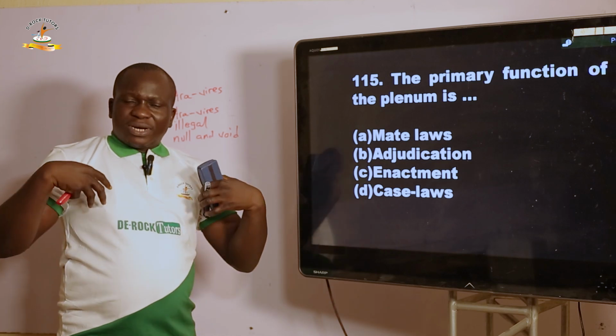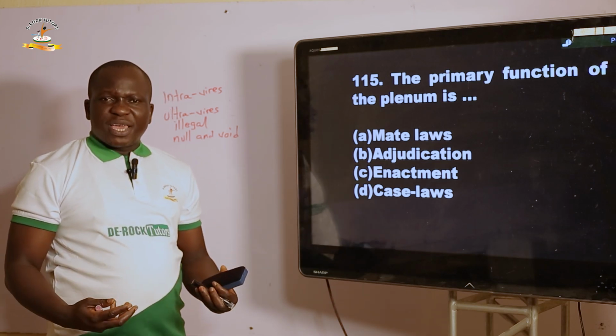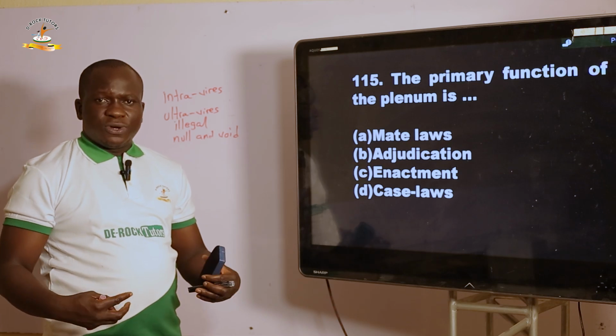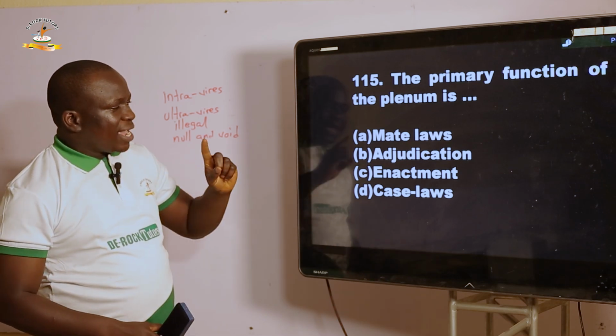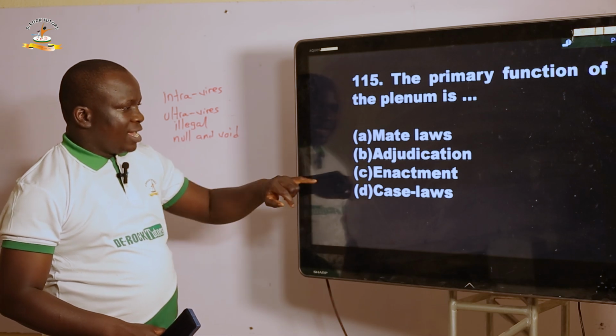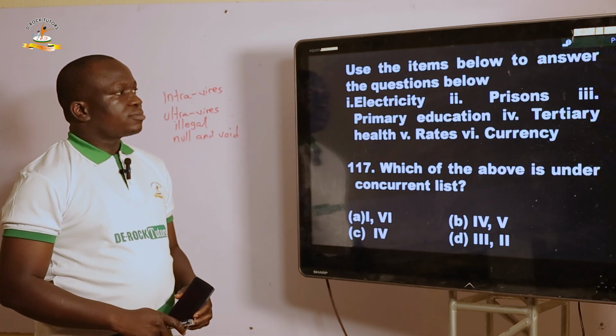And you can also say to make statutes. Are you getting now? The process of making laws is also called legislation. So to enact laws or to make laws. So what looks like making laws or enacting laws here, that is option C, enactment. Now to the next question.